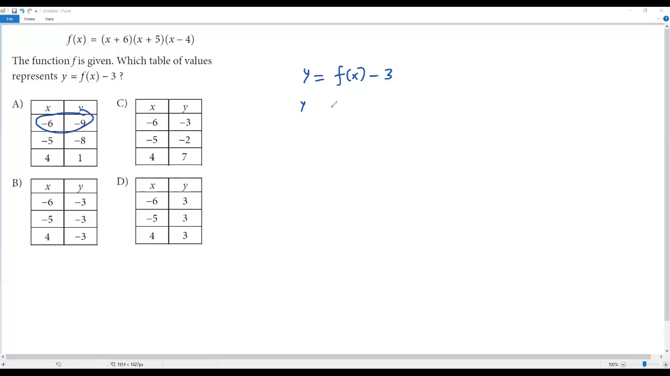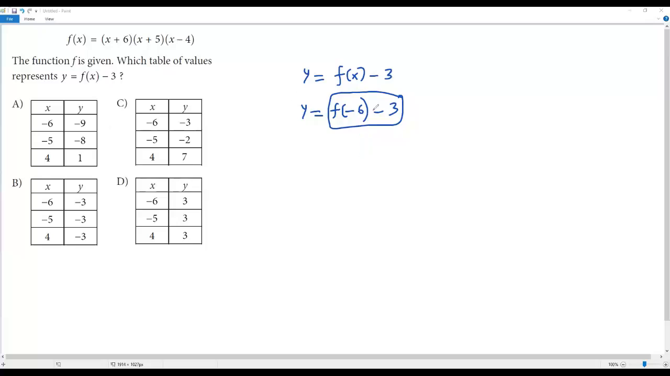I'm going to plug x = -6 into this function. When I do so, I get f(-6 - 3). Now I have to get the value of this expression. This gives the value of y, and the value I get must be -9, because we have plugged in x = -6. According to the table in option A, when x is equal to -6, the value of y must be -9.